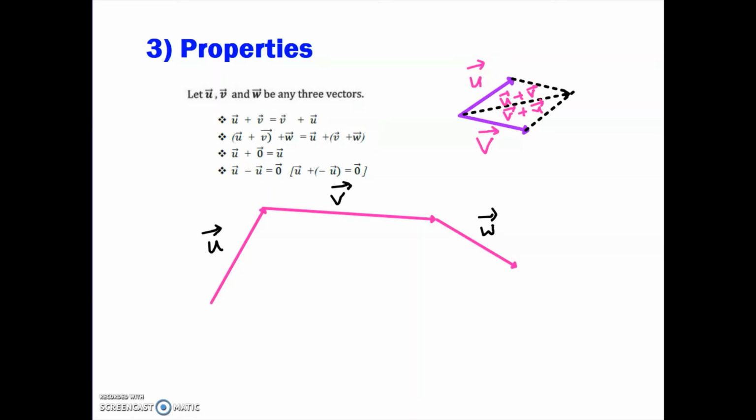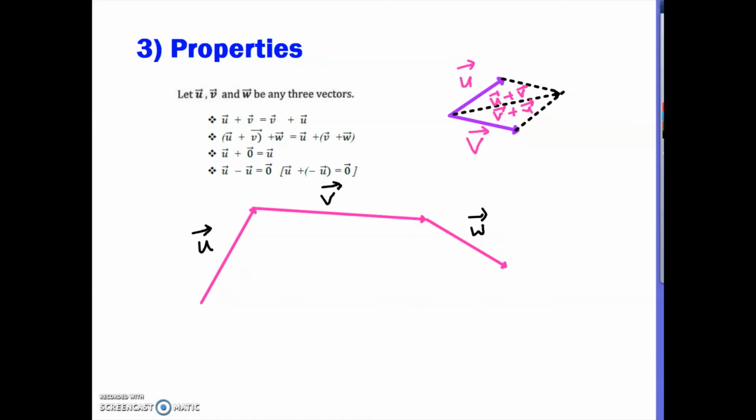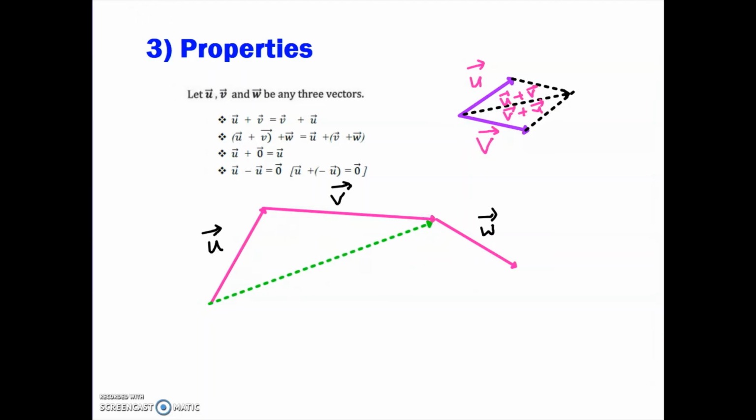So let's start with the left hand side. Let's do u plus v first. So I will draw the sum of u plus v. Now notice here I drew u, v, and w in consecutive ways, so I'm applying the first rule. The end point of the first is the starting point of the second. So the resulting vector for u plus v will start at the beginning of u and end at the end of v. Okay, so this is u plus v.